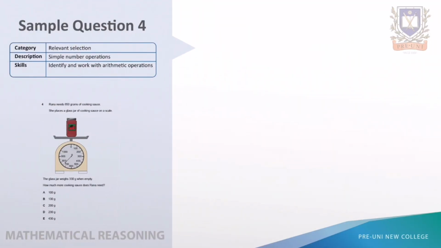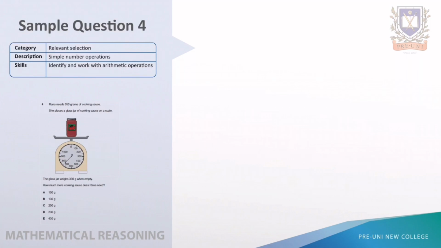For the fourth sample question, we have relevant selection with the description of simple number operations and skills to identify and work with arithmetic operations. So looking at the fourth question, Rana needs 650 grams of cooking sauce. She places a glass jar of cooking sauce on a scale. The glass jar weighs 330 grams when empty. How much more cooking sauce does Rana need?